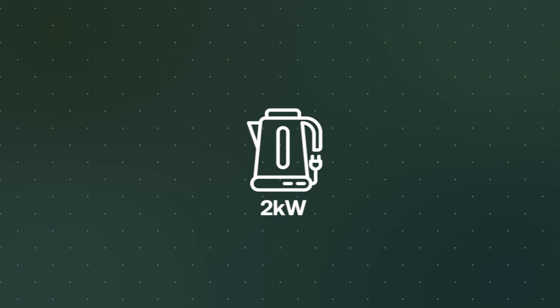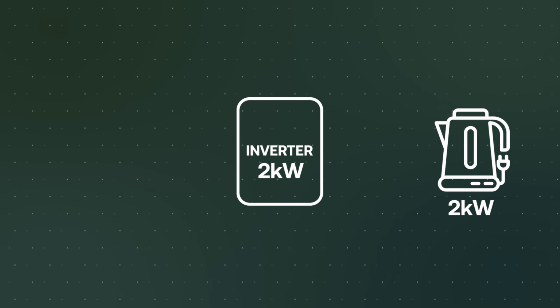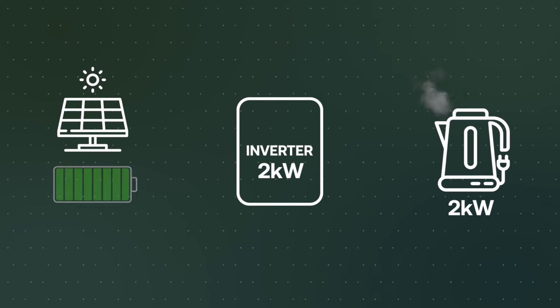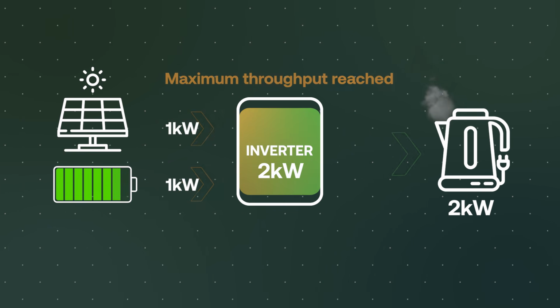So if I have a kettle and the kettle is 2 kilowatts and my inverter is 2 kilowatts, when I turn my kettle on, whether it's from solar or from the battery storage, this power can convert at a rate of 2 kilowatts.